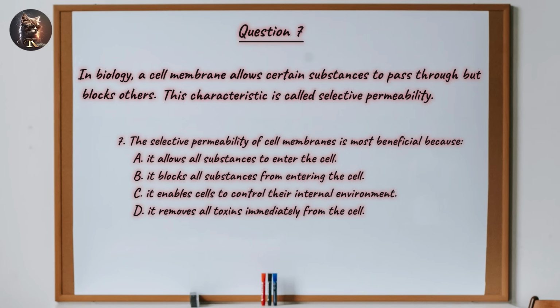Option C says it enables cells to control their internal environment. Think carefully. Is this what selective permeability really does? Actually, yes. It allows the cell to decide exactly what substances to let in or keep out, keeping its internal environment balanced and safe. Option C sounds exactly like what we've been discussing. Option D suggests it removes all toxins immediately from the cell. While removing toxins is certainly beneficial, selective permeability doesn't automatically remove all toxins. It mainly controls what enters or exits.